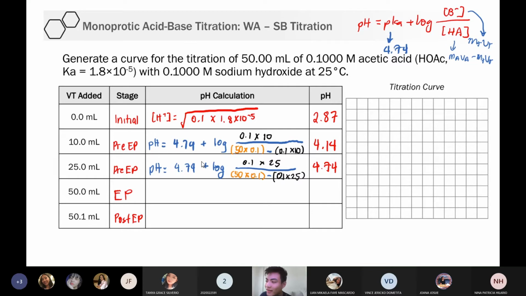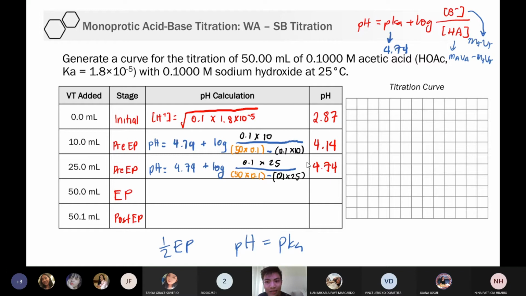Yun yung dahilan. No? And take note, no? At half the equivalence point, okay? At half the equivalence point, no? pH is equal to pKa. At half the equivalence point, the pH is equal to the pKa. Okay. Ano yung equivalence point? 50. Kapag dinivide mo yon sa 2, 25 yon. Ang pH doon ay kung ano yung pKa.